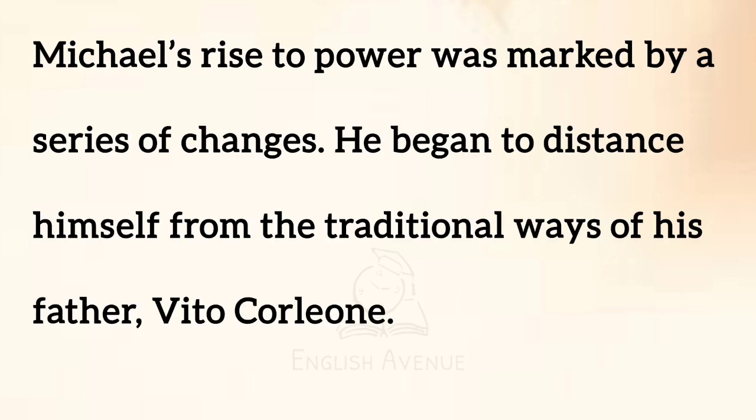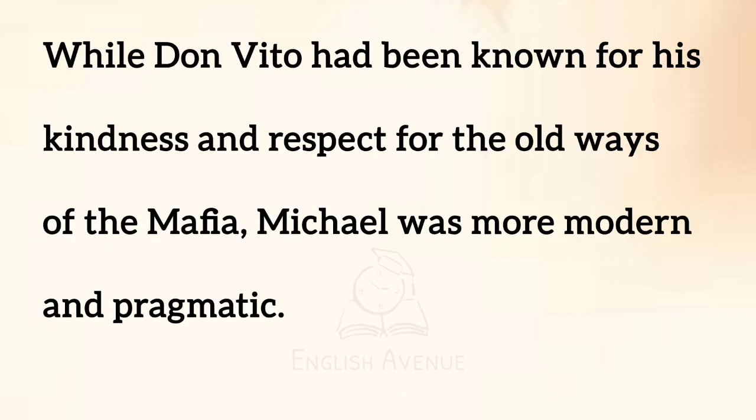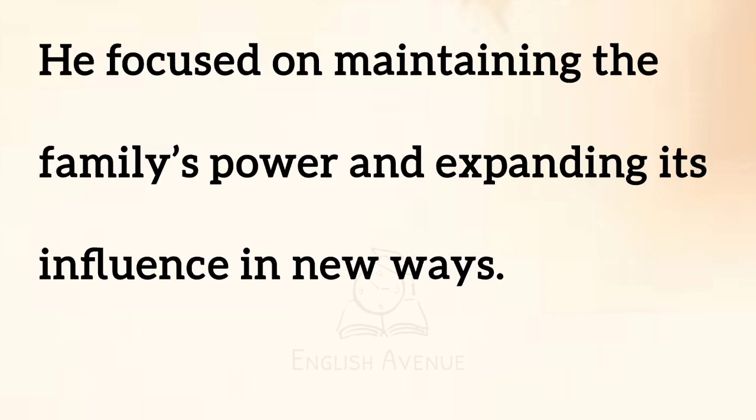Michael's rise to power was marked by a series of changes. He began to distance himself from the traditional ways of his father, Vito Corleone. While Don Vito had been known for his kindness and respect for the old ways of the Mafia, Michael was more modern and pragmatic. He focused on maintaining the family's power and expanding its influence in new ways.